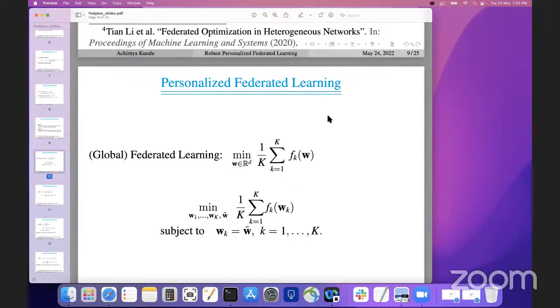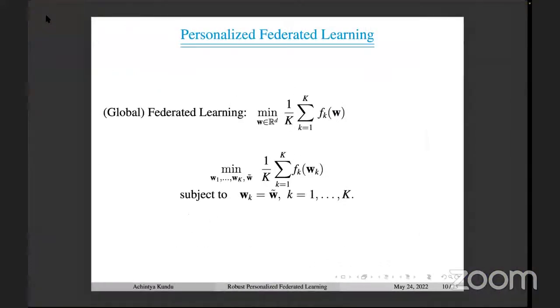We don't have anything. The only thing is that we want to benefit from the collaboration, because the other data sets are also trying to learn their personalized models, and they might be very similar. So we'll come to that point now.